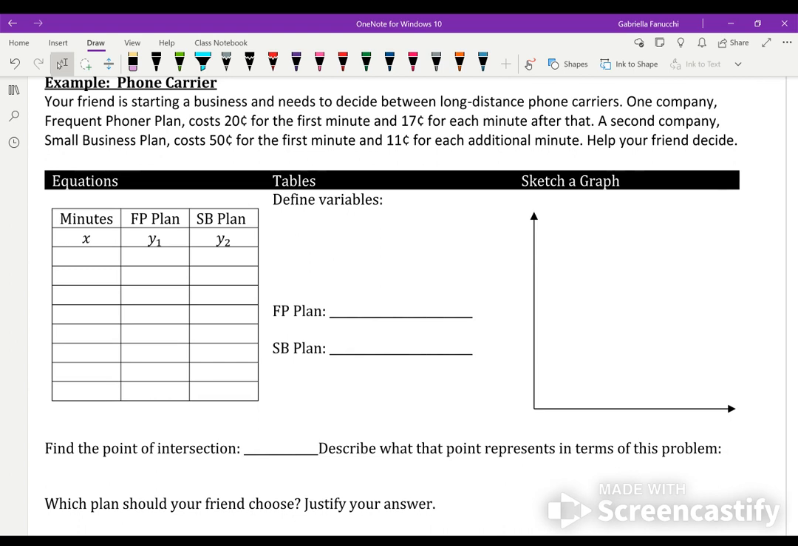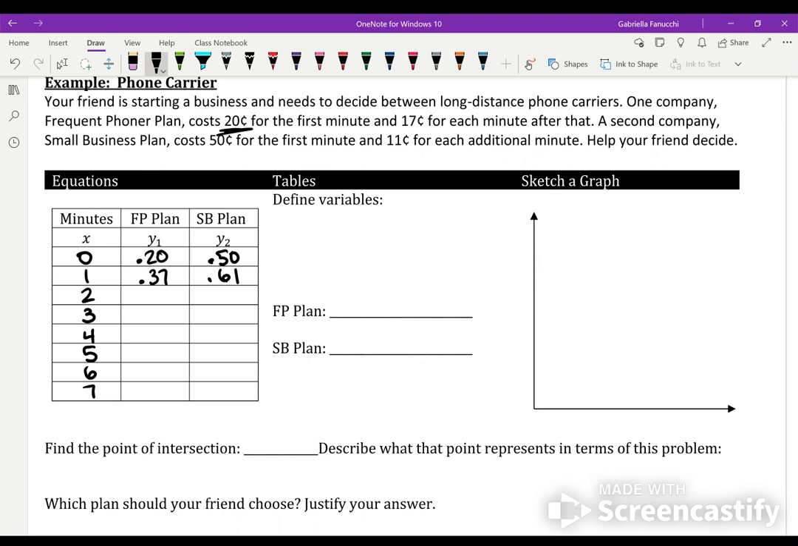So we always want to look at how much the base cost is. So that's going to be our 0. We know 1, 2, we're going to do cost of the minutes. For the frequent phoner plan, it costs 20 cents for the first minute and 17 cents after each minute. So if we're starting at the base, which is 20 cents, and then it's 17 cents, we're going to be adding 17 cents. And we're going to keep going. For the second company, the small business plan, it costs 50 cents for the first minute, and then it's going to add 11 cents. So 61 cents is the next.